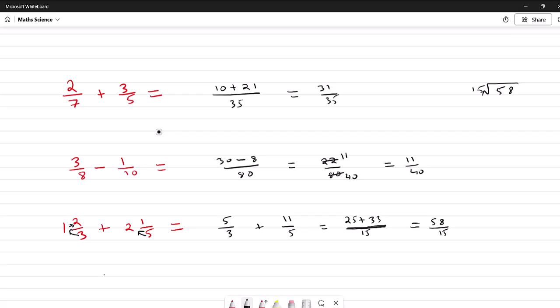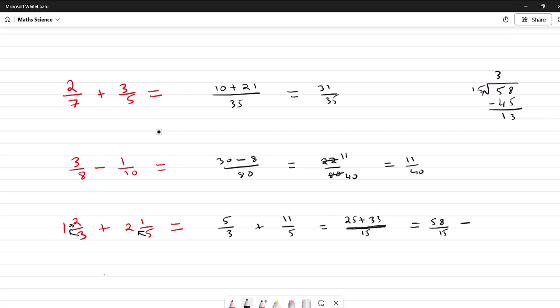Now 15 times 1 is 15, 15 times 2 is 30, and then 15 times 3 is 45, and 15 times 4 would be 60, which is bigger than this. We need a number smaller than this, so it'll be 3. So 15 times 3 is 45. So let's subtract this. 8 minus 5 is 3, and then this is 1. So 13, we'll leave it as is because this is smaller than 15.